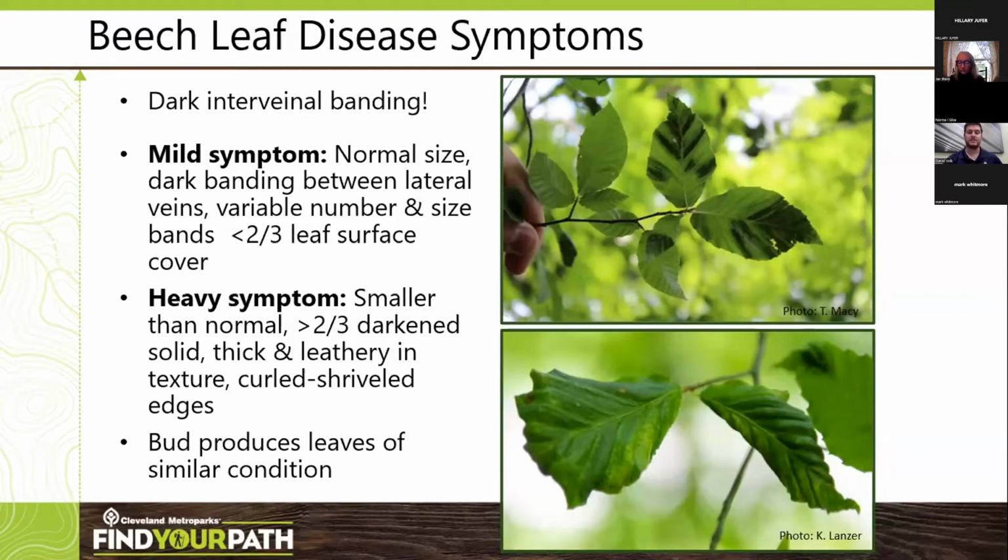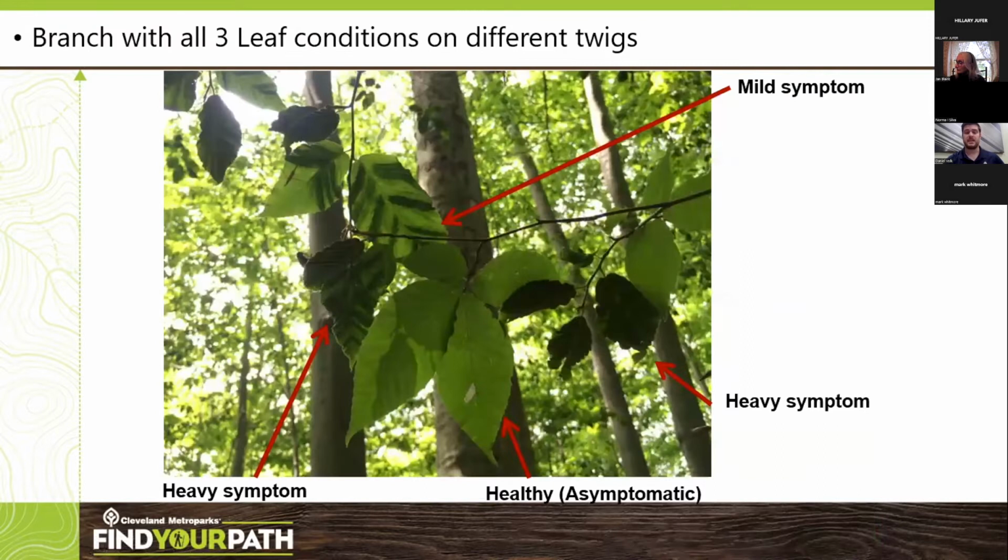When we get to more advanced or heavy symptoms, we typically have over 2/3 of the leaf surface covered. We tend to get smaller, shriveled, curled leaves that are really thick. Texture-wise, you can feel a really significant difference between them. They feel really thick and leathery. These symptoms are apparent not only within the same tree, but also oftentimes within the same bud. So this next picture shows a handful of different symptoms on the same branch.